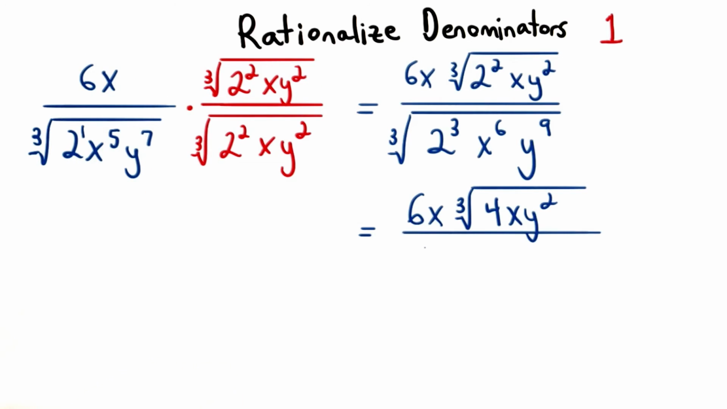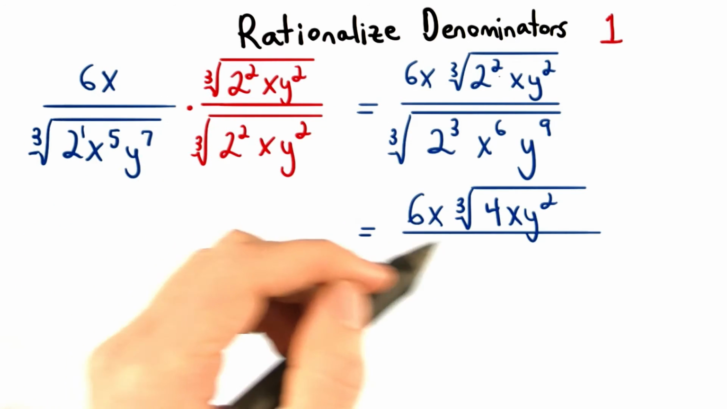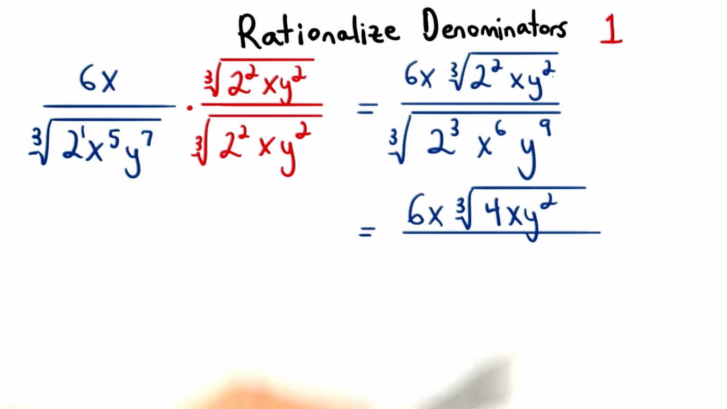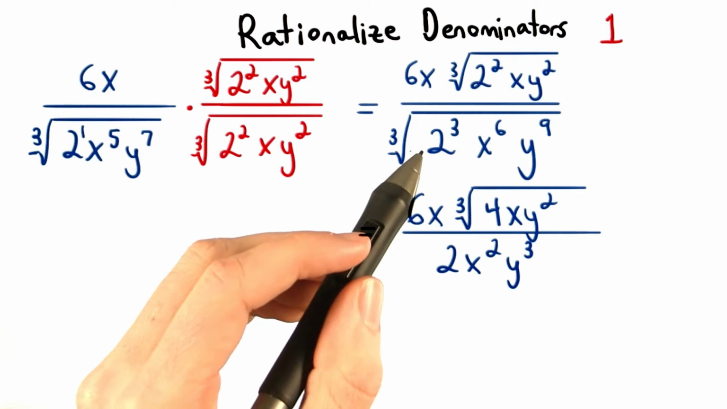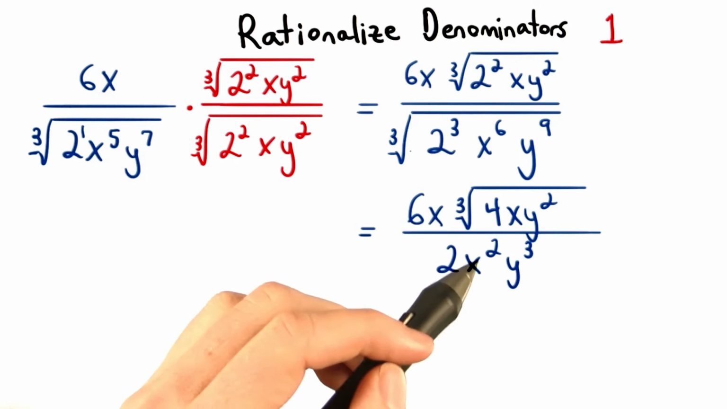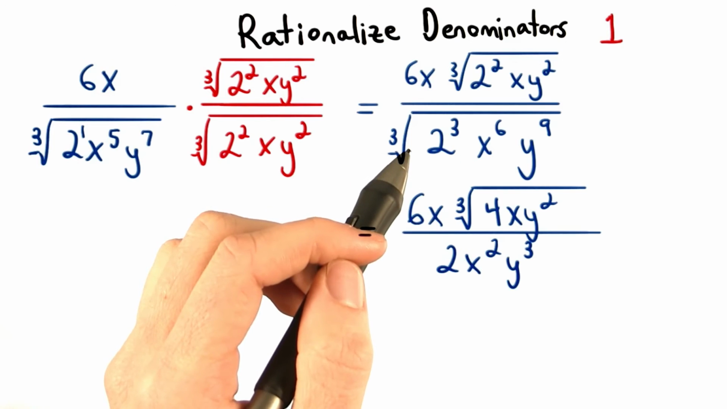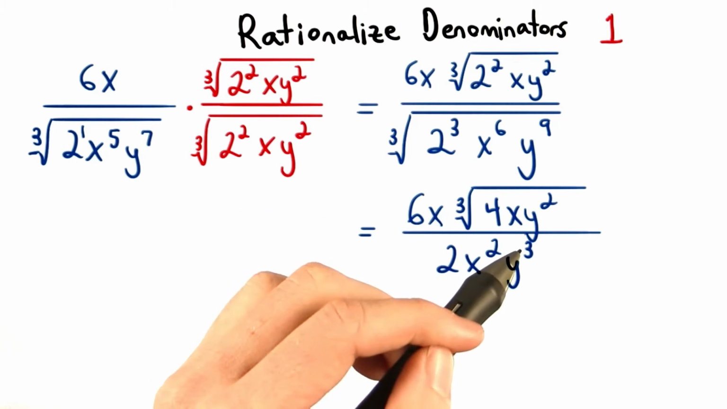Now we want to simplify. Our numerator stays the same since we can't pull out any of these factors since they don't appear 3 times. This denominator simplifies to 2 x squared and y to the 3rd. Remember, we're just applying power divided by root to get each of these powers.